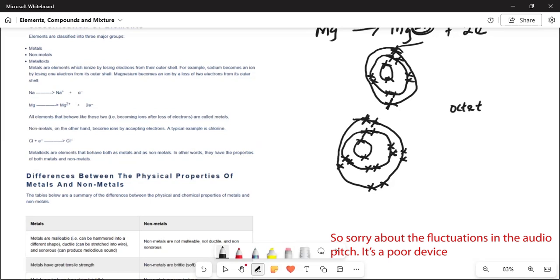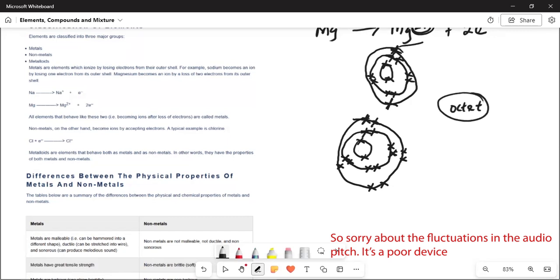Octet structure is an atom of an element having 8 electrons in the outer shell. And this octet structure is the configuration for stability. In other words, for an atom to be stable, it must have 8 electrons in the outer shell, or 2 in the case of helium. It's only helium that has 2. Every other one, for them to be stable, they need 8 electrons in their outer shell. So chlorine that has 7 already needs only 1 to achieve that configuration of stability.